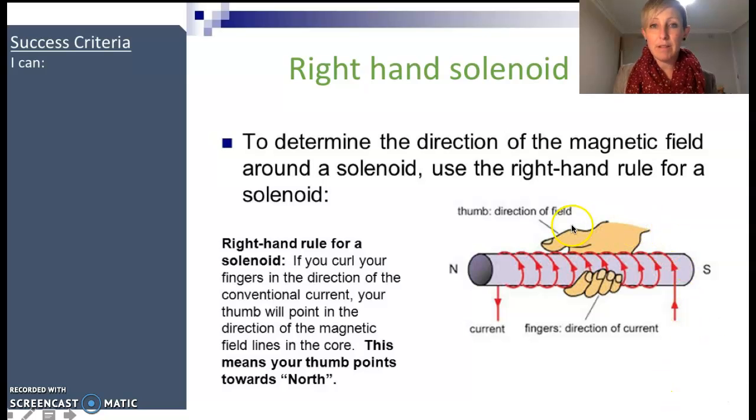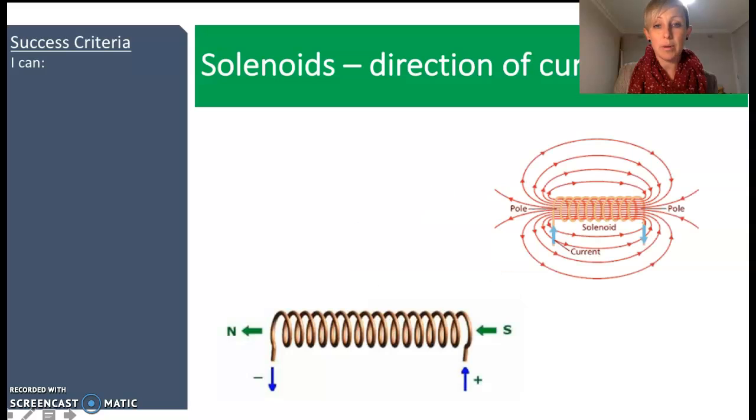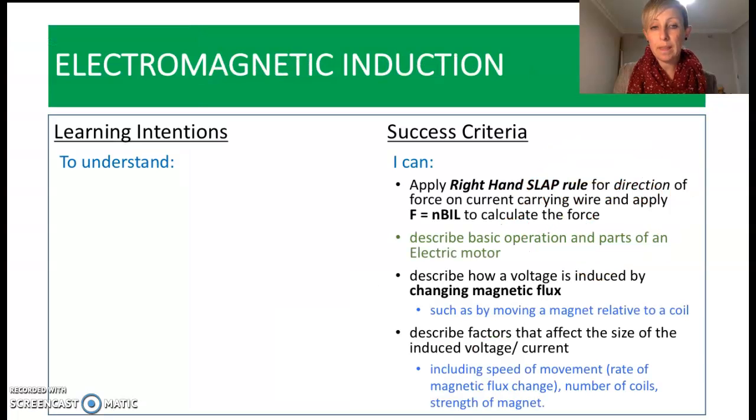This is another representation of the same thing. Here we've got a cell with the positive terminal here, and the current is going in this direction and wrapping around. You can see how they've labelled the direction of the current going in towards the negative. The fingers are wrapped around in the same direction as the current, and the thumb is pointing towards north. So that's how you use that rule. And there's another one.